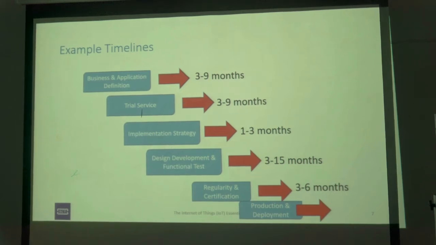So you better not talk to anybody about it, because nowadays an idea is worth money. If you have an idea and you go talk to Soshant, and Soshant talks to everybody, you're dead, you never benefit from that. And then after that, trial surface, 3 to 9 months. Implementation, 1 to 3 months.